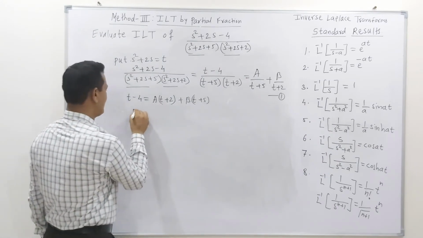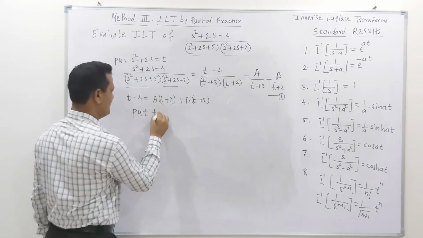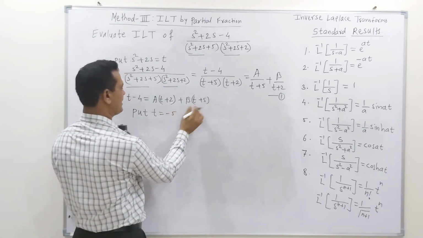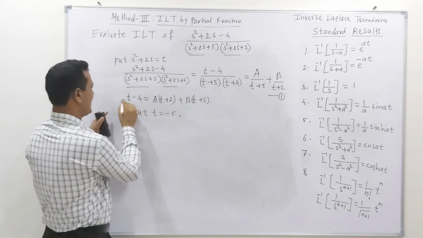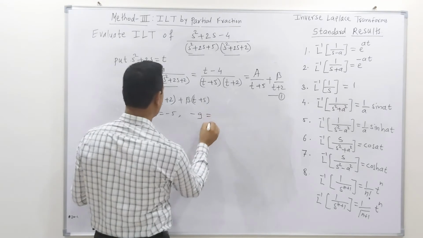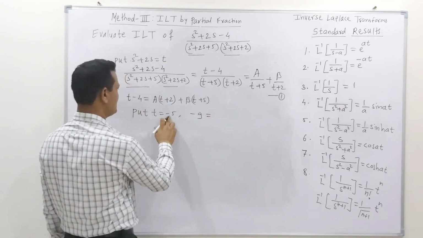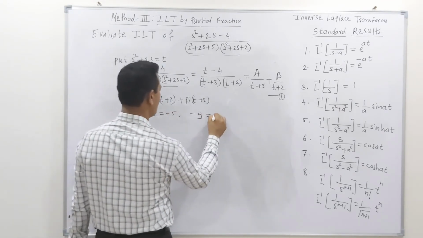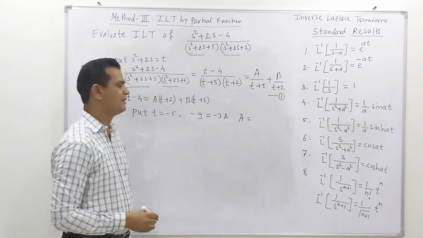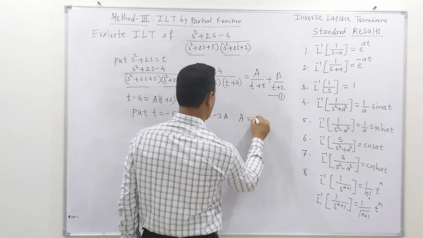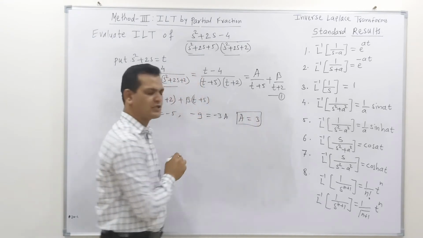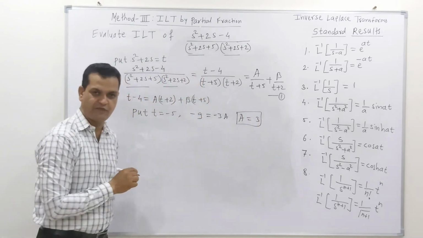To find the value of constant a, put t is equal to minus 5. After putting t is equal to minus 5, this term becomes 0. So we get minus 5 minus 4, which is minus 9, equal to, so this is minus 5, so we get minus 3a. So the value of a is equal to, 3 3s are 9, so a is equal to 3. This is the first constant.